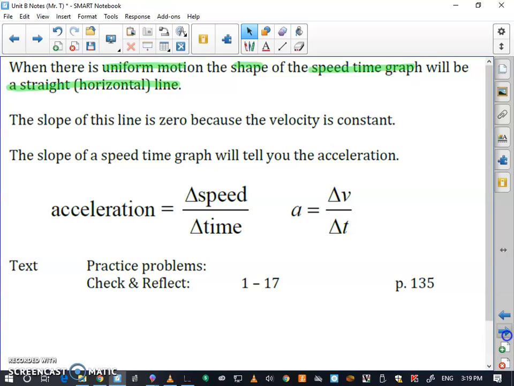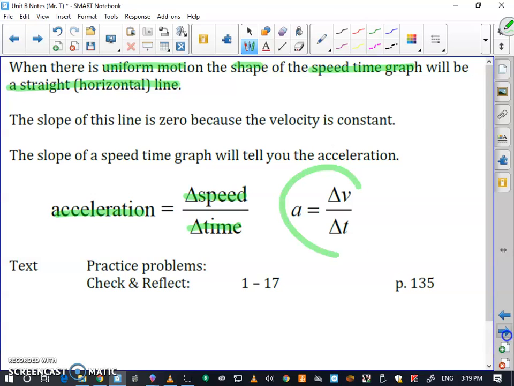Now the formula we use for acceleration, though, is the change in speed over the time interval of the change in time. And this is the formula that we are going to use, probably similar to the one on your data booklet. Now there's some practice problems I want you to try out, and then we're going to take it from here tomorrow.